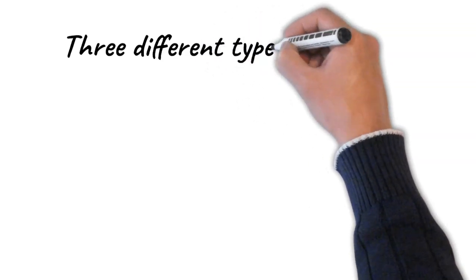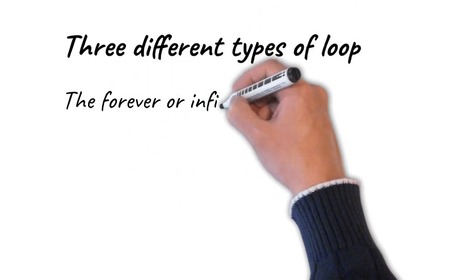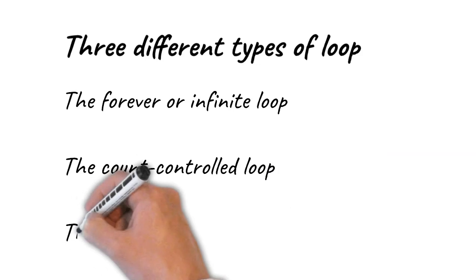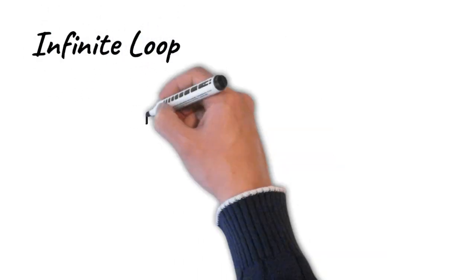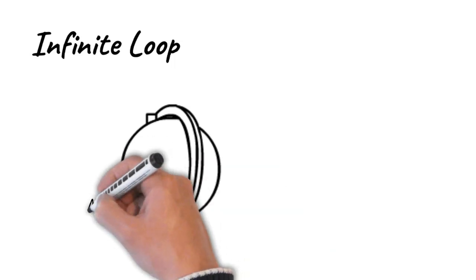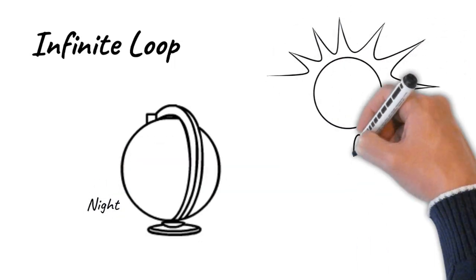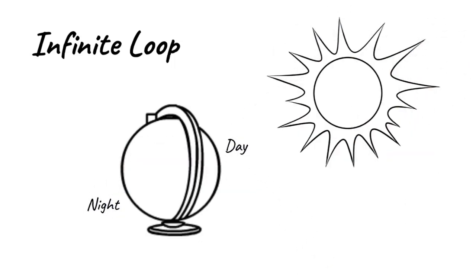There are three different types of loop in block-based programming: the forever or infinite loop, the count-controlled loop, and a loop that is ended by a condition. Let's start by looking at the infinite loop. This is a loop that goes on for at least a very long time.